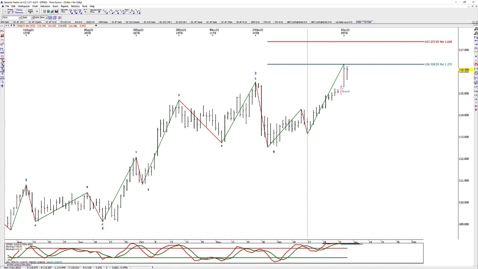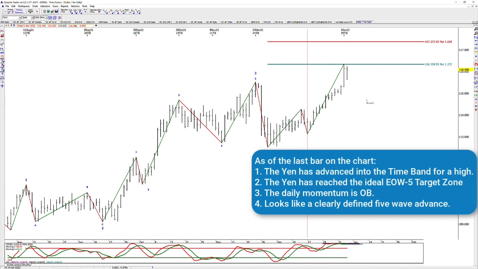Now, there's a lot of people, yen traders, that would look at this and say this is a breakout above the prior swing high, and it would be a great time to buy, to get long in this market. What we know is the yen has spiked up to the end of wave 5 price zone, right in the time band for the high probability of completing a high that's comparable to these highs.